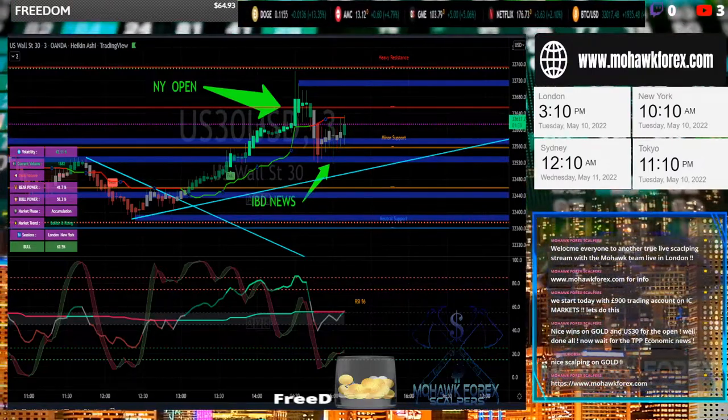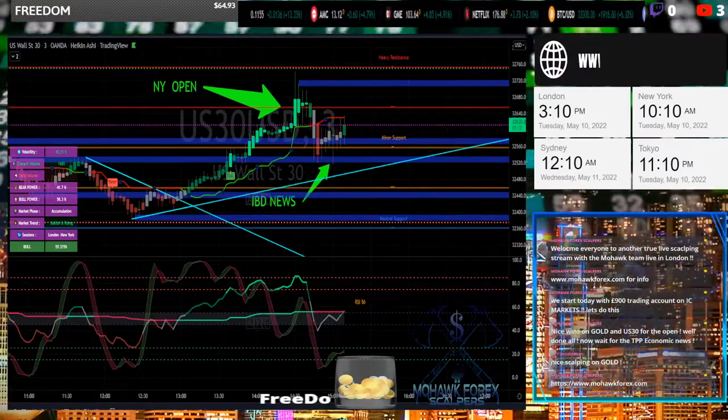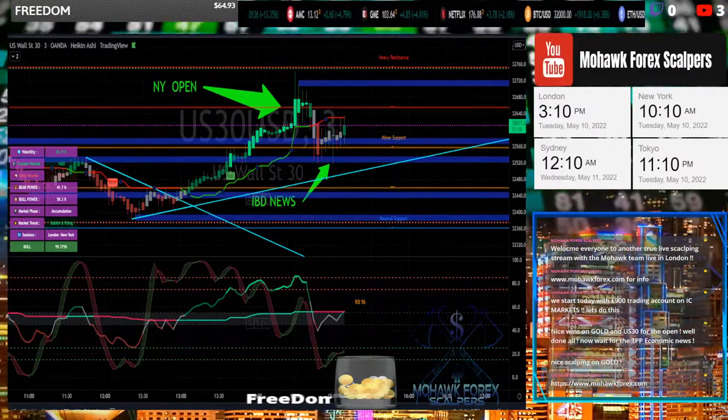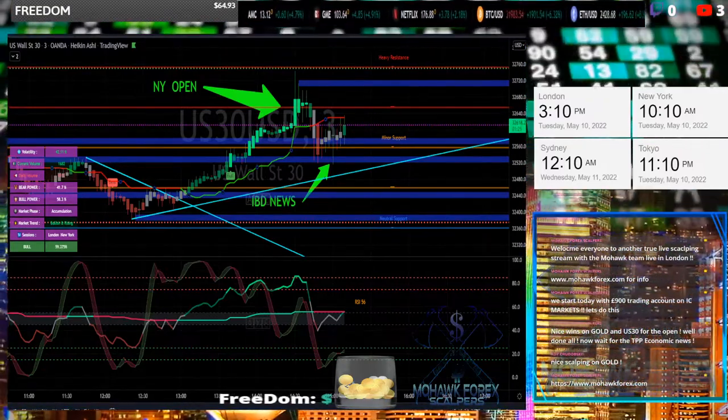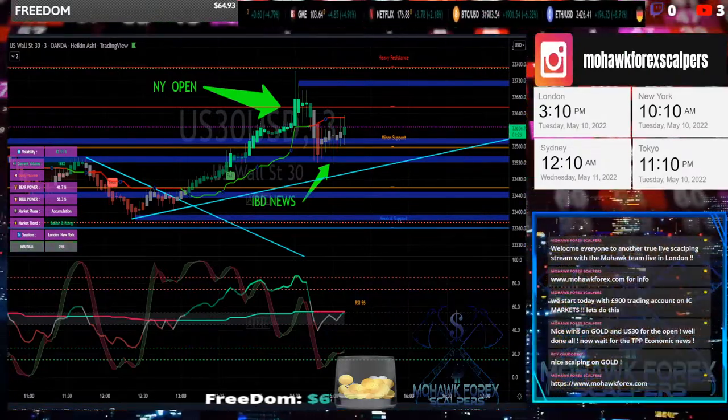Minute 30 left. Green on stochastic, coming out of an oversold zone, just trying to creep out of our neutral zone. Not quite there yet.